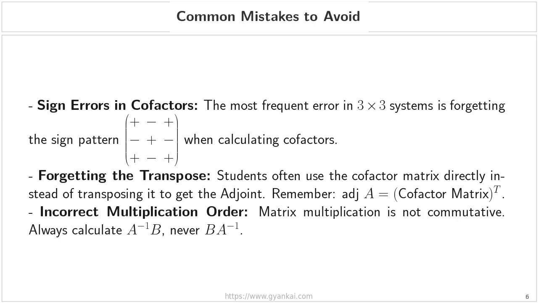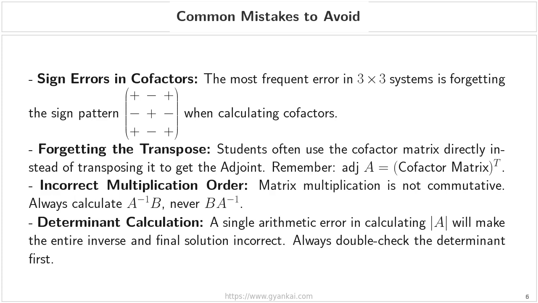Third, pay close attention to your multiplication order. In basic algebra, the order of multiplication doesn't matter, but in matrix algebra, it is not commutative. This means the order is critical. You must always calculate the inverse of A multiplied by B. Never, under any circumstances, calculate B multiplied by the inverse of A, as this will lead to an incorrect result.